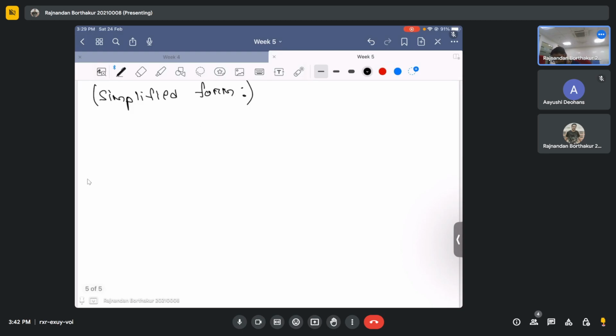So the simplified form basically looks something like this. It is just rho times del uz by del t equals minus del p by del z plus mu by r del by del r of r times del uz by del r. Sorry, del r.